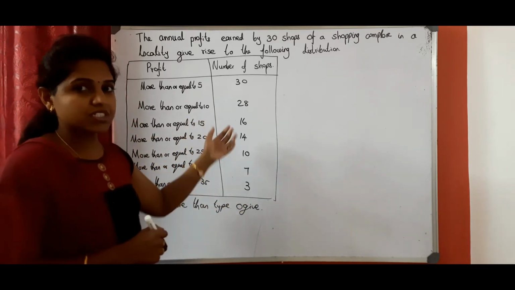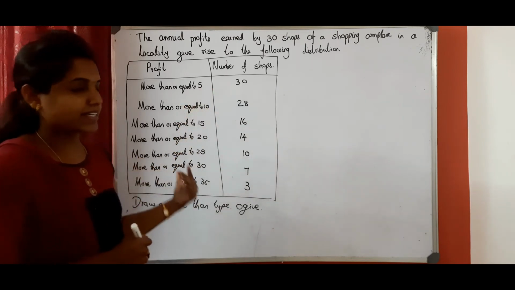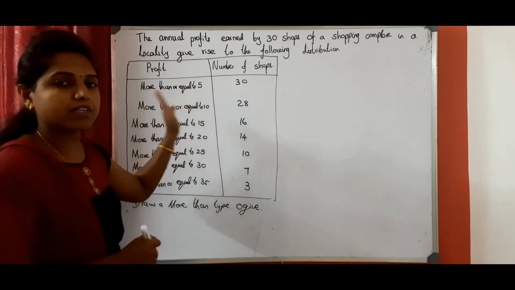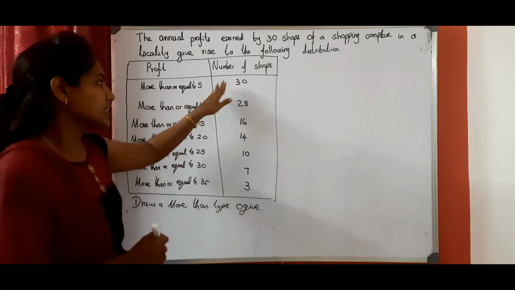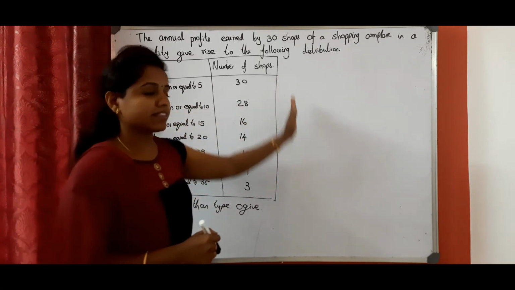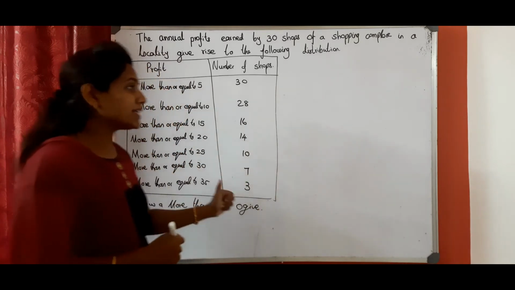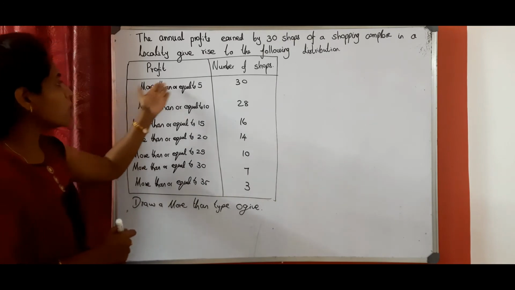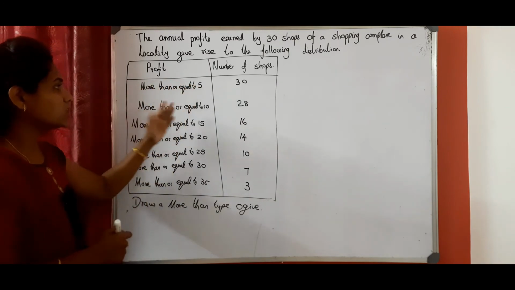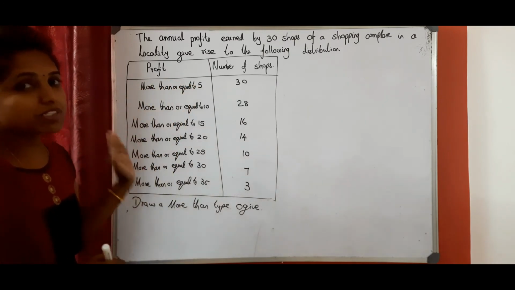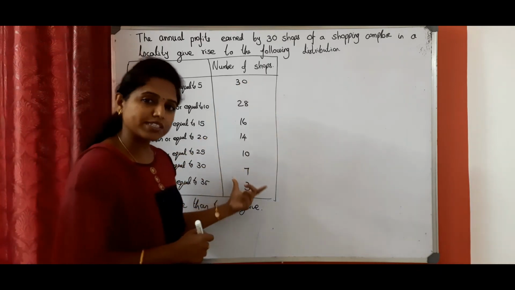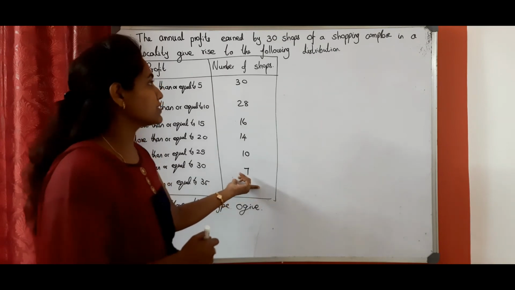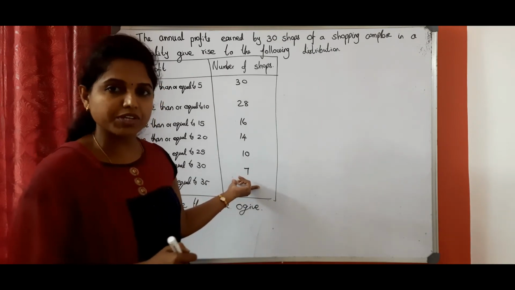In the previous question they gave the class interval, right? Class interval means lower limit and upper limit, both they gave. So the given value is a frequency, and we find the cumulative frequency. But in this question they did not give the class interval. They mentioned more than or equal to 5, more than or equal to 10. That means the given value is not a frequency. The given value is a cumulative frequency.